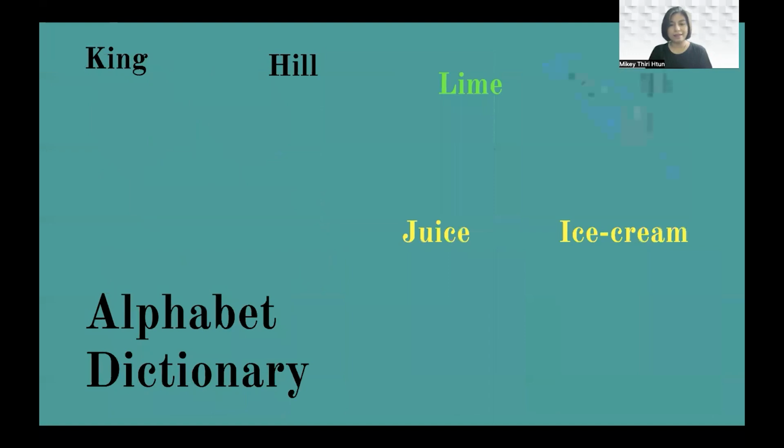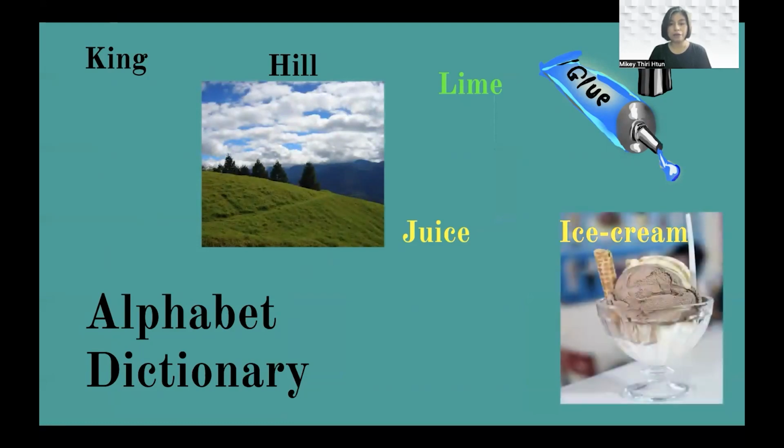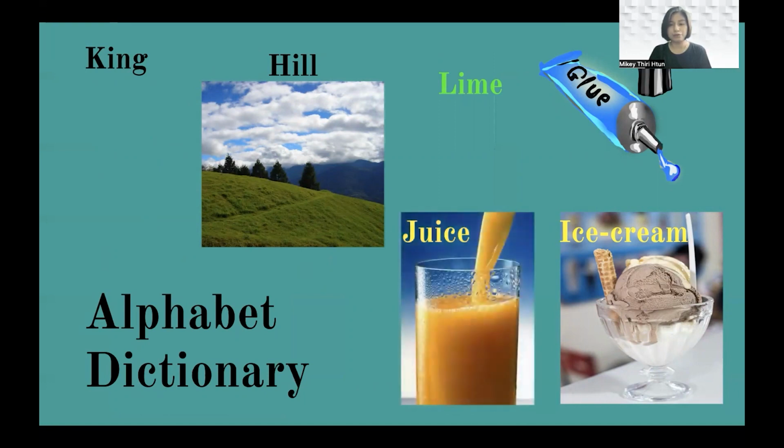And next slide is G for glue. If something is broken, or if something is apart from each other, you can use glue to stick together. And H for hill. We call Mandalay Hill, Yangon Hill, something like that. And I for ice cream. Ice cream is sweet, and mostly every child likes it. I do too. And J for juice.